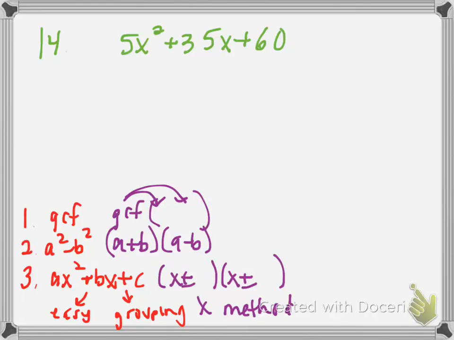For number 14, we're asked to write this in factored form and make sure it's factored completely. So going down my list, I'm going to check for GCF first. Is there a number that divides 5, 35, and 60? In fact, there is: 5. And do they share any x's? No, because this last number here, the 60, does not have an x.